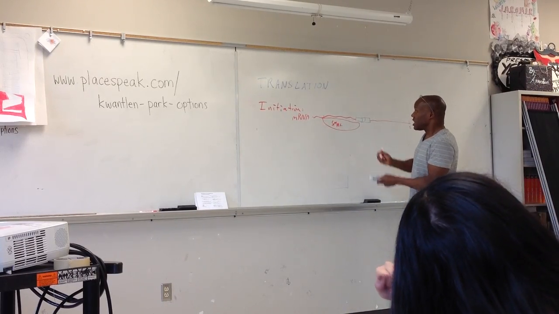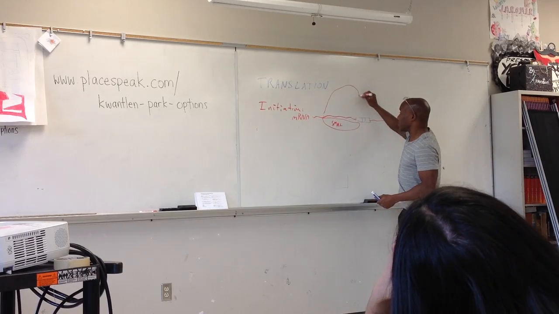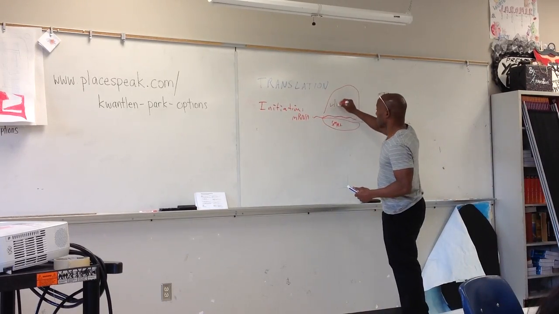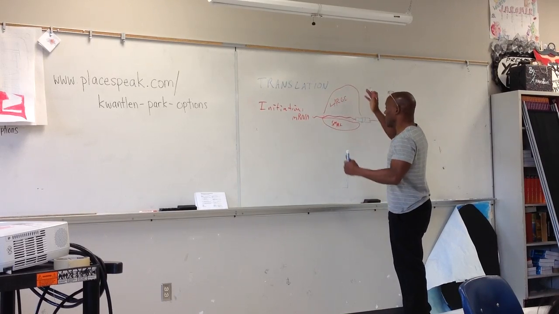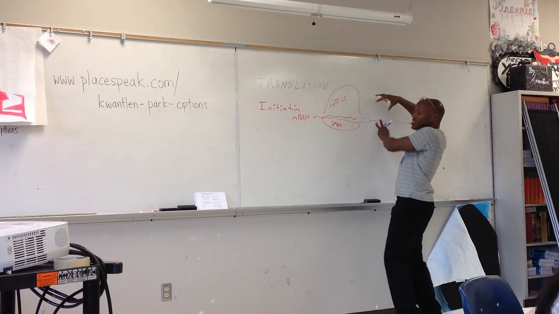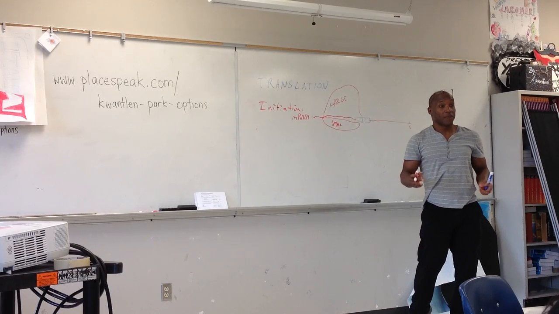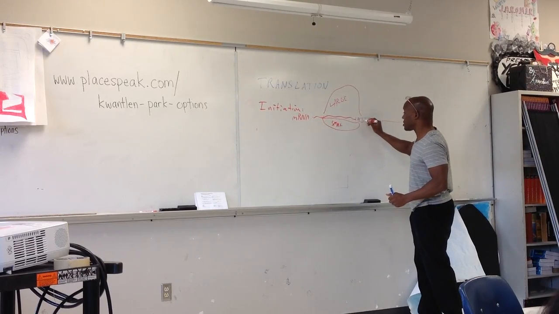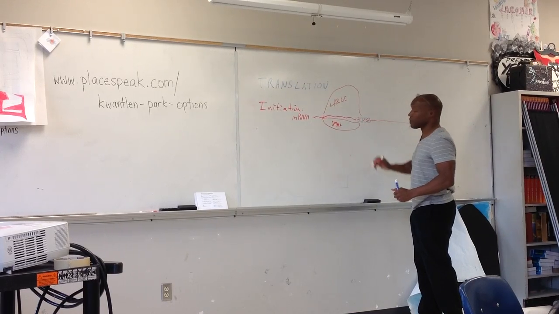And the large subunit binds, and the large subunit is maybe a couple times bigger than the small subunit. So we're going to call that the large subunit. It binds and then slides its way down to the initiation codon. In almost every organism that we know, the initiation codon reads AUG.